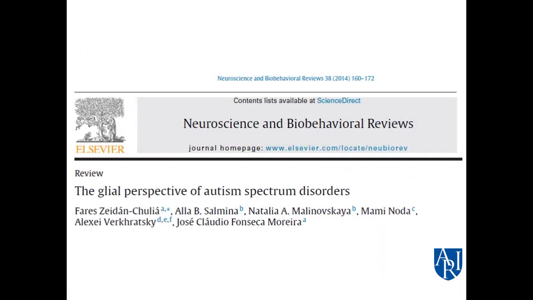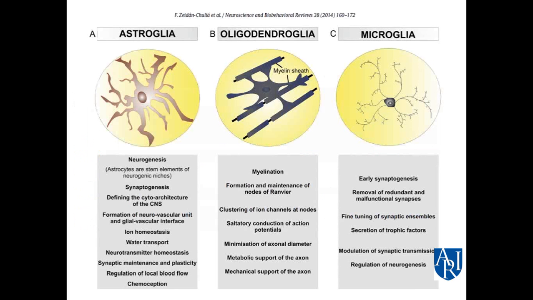Now I'd like to shift to what I think is a very important review of the interactions among these three important cells that we've mentioned. And this is a nice article by Zaidan Chulia and the group from Porto Alegre in Brazil in Neuroscience and Biobehavioral Reviews. They talk a lot about the functions of these three important cell groups: the astroglia, that is the astrocytes, oligodendroglia, and microglia.